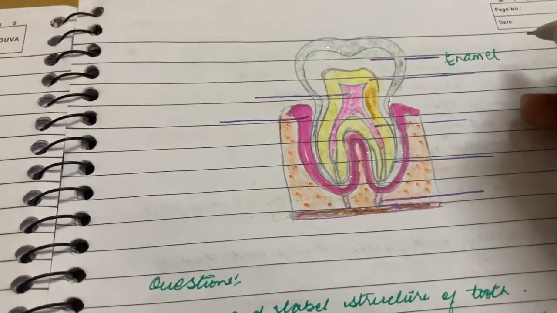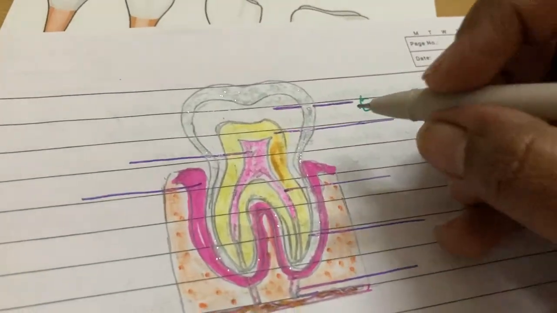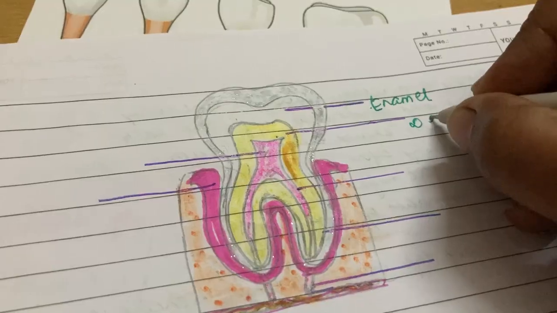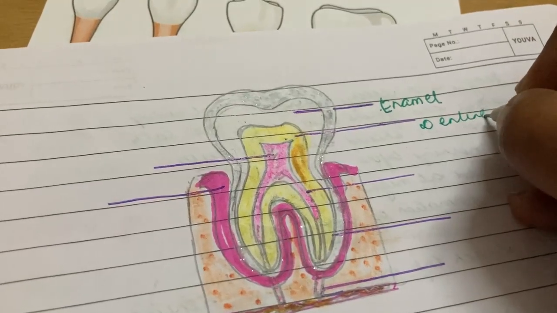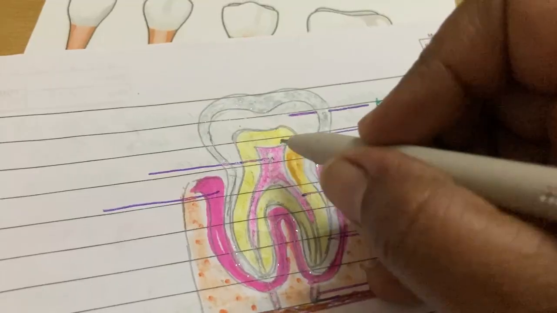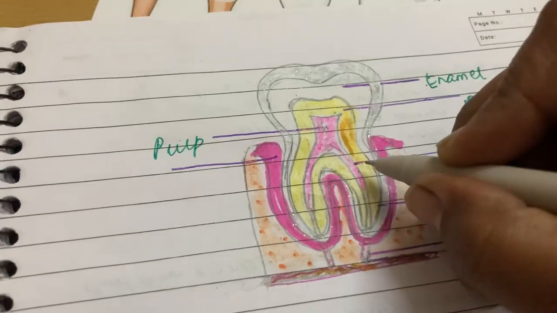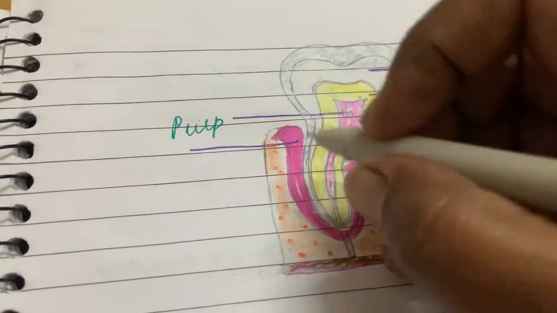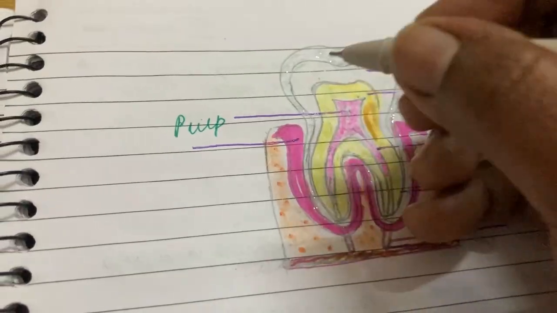This is called enamel. Below enamel, this yellow portion is called dentine. Below dentine, this pink or red part is the pulp. And then this pink part is the gum.